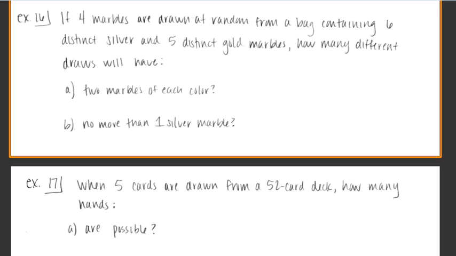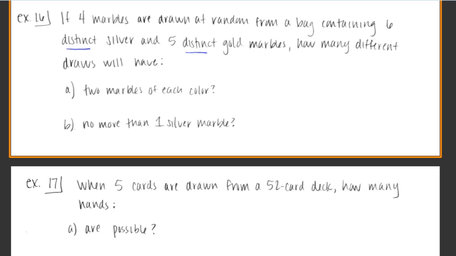Moving quite along, let's go to number 16. If 4 marbles are drawn at random from a bag containing 6 distinct silver marbles, so that means maybe one has flecks, one has circles on it or something, but they're all different. And you have 5 distinct gold marbles, so that's the key. They're all distinct. How many different draws are going to have 2 marbles of each color?